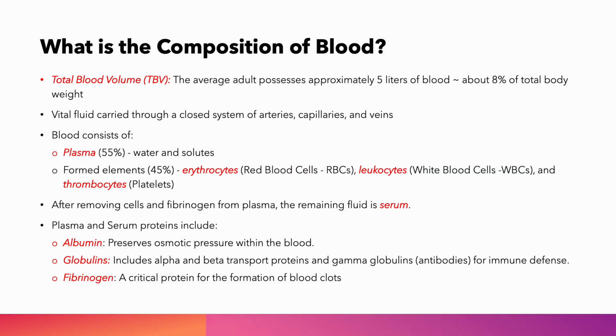Important plasma proteins include albumin, globulins, and fibrinogen. Albumin helps maintain osmotic pressure, as we discussed even in our fluid and electrolyte lecture. Globulins assist with immune defense and transport, and fibrinogen is critical for clot formation. So, all of these are very important. They all play very important roles in maintaining hemostasis.